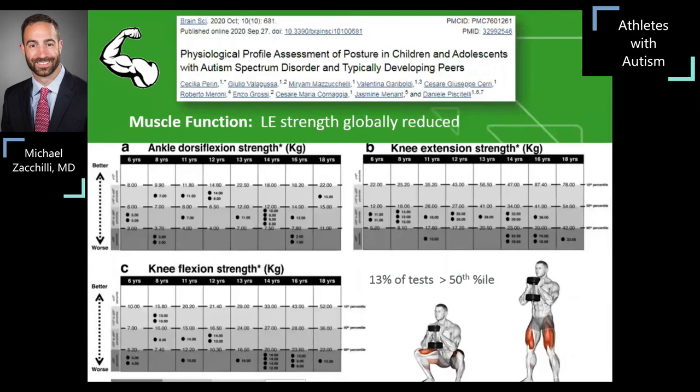Muscle function is actually affected directly as well. And so this is a test just of strength. And what we see is that in this test, only 13% of tested subjects were above the 50th percentile.